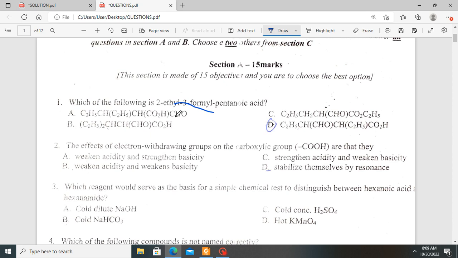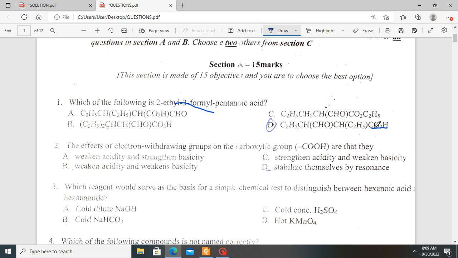So here, this one is not pentanoic acid. This one is not pentanoic acid. This one shows that this compound is a pentanoic acid. And this one, we have 1 carbon here, 2, 3, so we have only 3 carbons, which is propanoic acid. So let's see here if this one matches the substituent formation here.